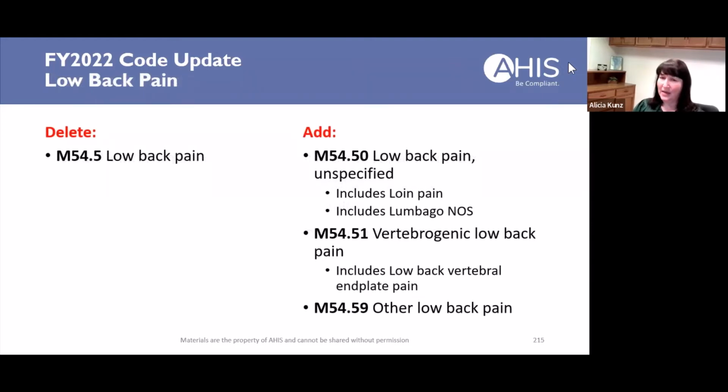Low back pain. That code you can see has gone from 4 characters to 5 characters. It used to just be low back pain and that was it. And now we can break it down. So we've got M54.50 for low back pain unspecified. That includes loin pain or not otherwise specified lumbago. And then M54.51 is vertebrogenic low back pain. And then we have other low back pain, M54.59.